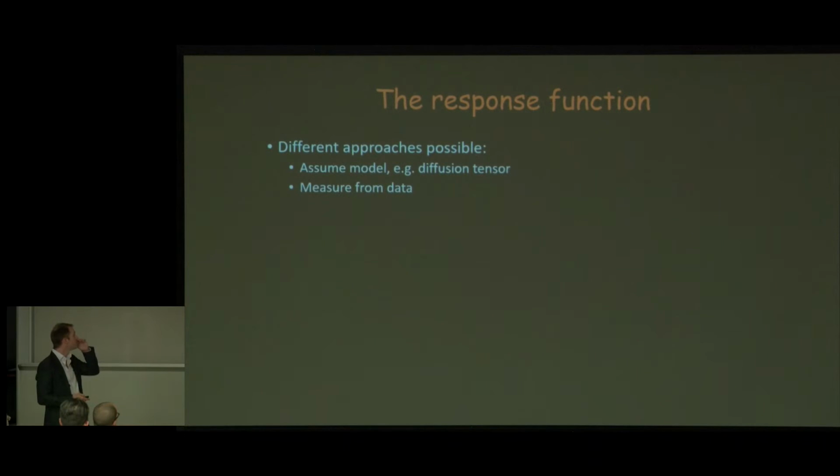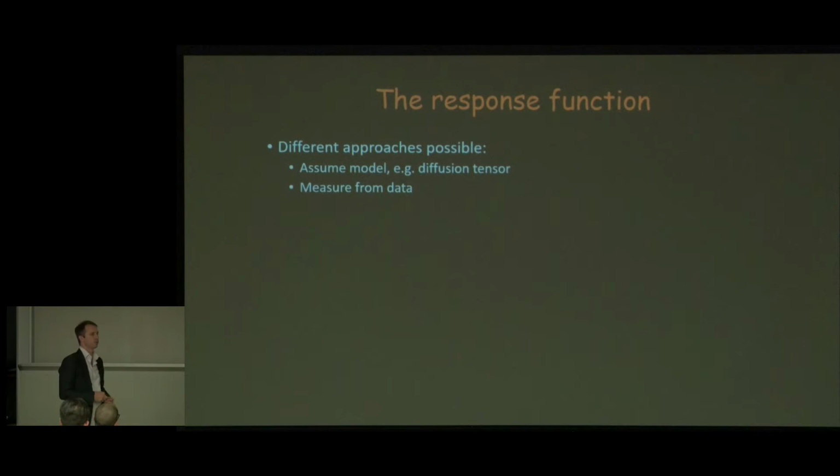So how do we get this response function? There's different approaches possible. Most people will assume a model. So they'll just say, I've got a tensor model. I'll specify the FA as being 0.8 or something, and the mean diffusivity as being 800 or something, 900. And then I'll get an estimate for what the signal looks like from a diffusion tensor model.